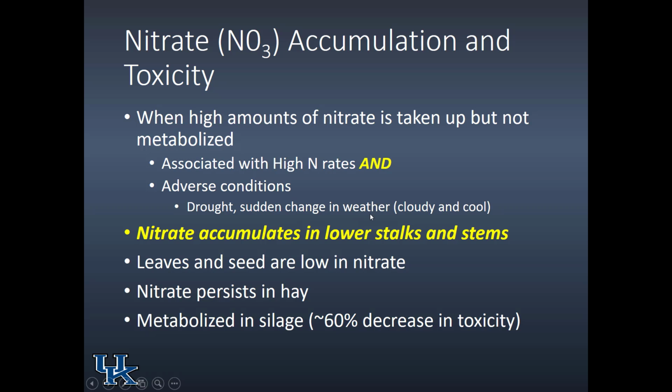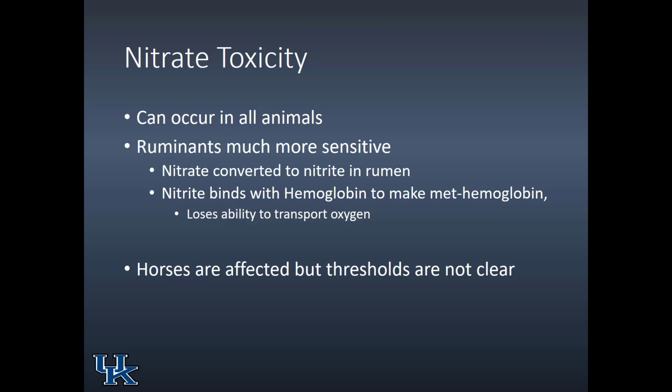Since we're talking about summer annuals here, usually it's changing from very warm and clear to cloudy and cool, and all of a sudden the growth stops, or the growth is not very fast, and nitrates are not metabolized. So in those cases, nitrate will accumulate in the lower stalks and stems. And again, leaves and seed are low. Nitrate persists in hay and is metabolized in silage.